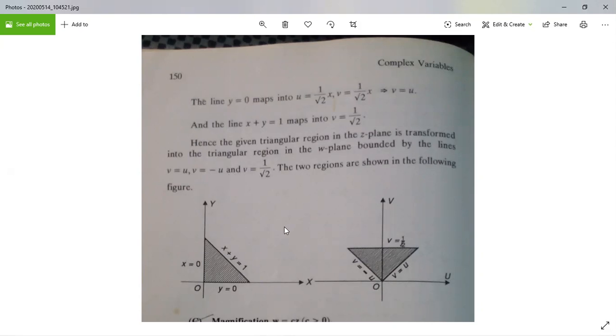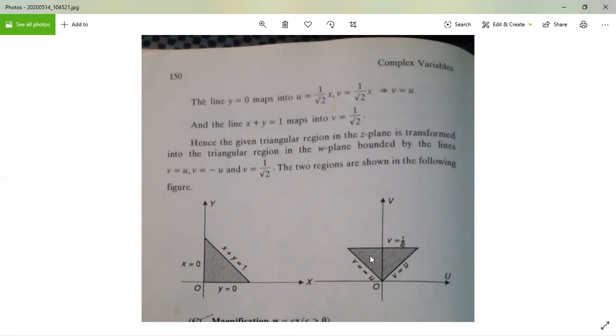The region is given in the figure. This one is the z plane, with x equal to 0, y equal to 0, and x plus y equal to 1. For x equal to 0, it will become v equals minus u. For y equal to 0, it will become u equals v. And for x plus y equal to 1, it will become v equals 1 by root 2.